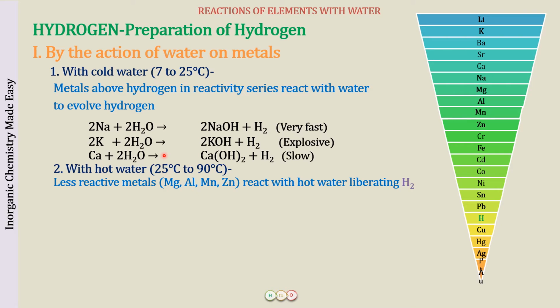Okay, the next we have are the elements which are a bit lower down in the activity series, like magnesium, aluminium, manganese, zinc. They are not going to react with cold water, but they can react with hot water. Hot meaning from 25 degrees Celsius to about 90 degrees Celsius. And again, they are going to liberate hydrogen. But when the water becomes hot, remember, it will not be the hydroxide that will be formed. It will be the oxide of these elements that will be formed. Cold water, hydroxide; hot water, or when we go to steam, it will be the metal oxide that forms, and along with that hydrogen gas will be liberated.